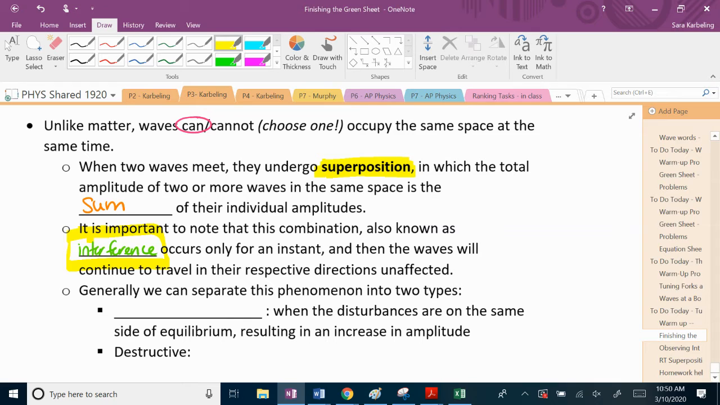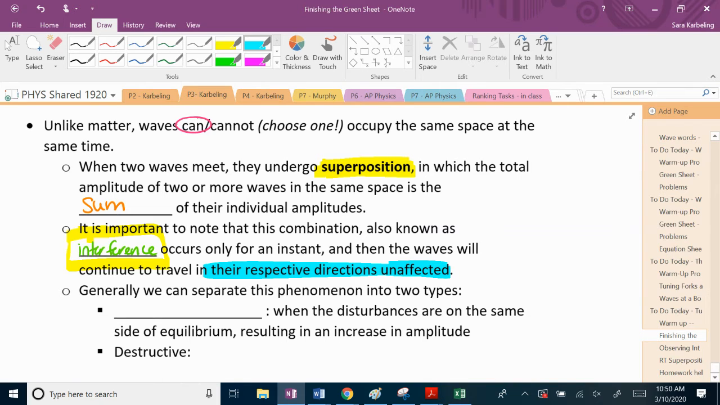That's important. And the next part of the sentence is also important. It says, and then the waves continue to travel in their respective directions unaffected. I'm going to underline that. You might want to highlight that. Again, if you have your glitter pens out, this is the time to use them, okay? Well, you could get them out if you have one, okay? That's sad. Bring them next time. Okay. In their respective directions unaffected.